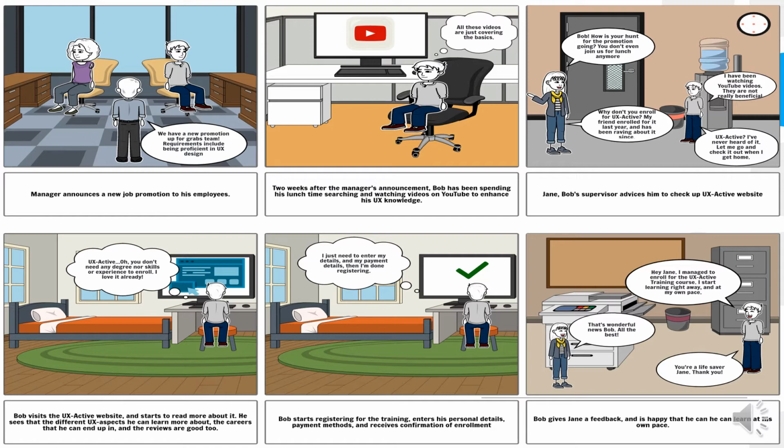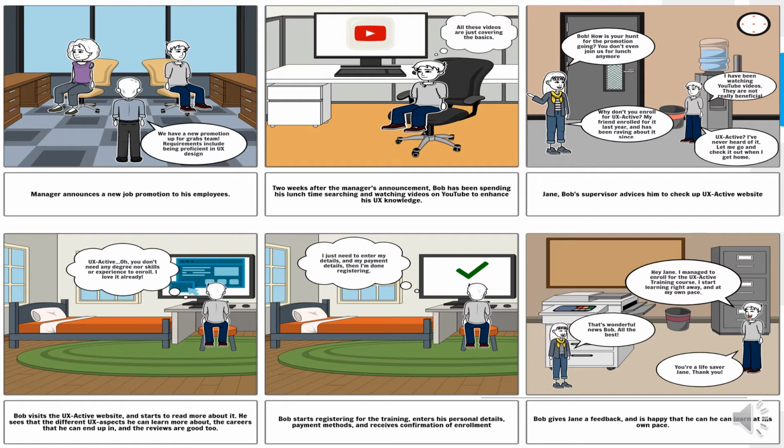It's like he's been watching YouTube videos, but they are not really beneficial. That's when Jane tells Bob about UX Active, and she basically says a friend of hers enrolled for it, and she's been talking about it ever since. And then Bob goes home and researches all about UX Active, and he sees that he doesn't need any degree, qualification, skills or experience to enroll. So he loves it already.